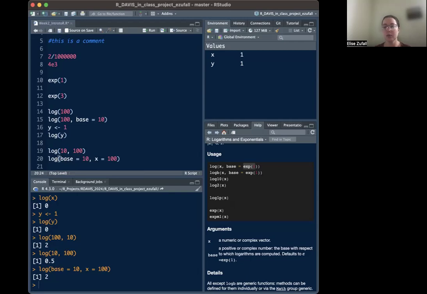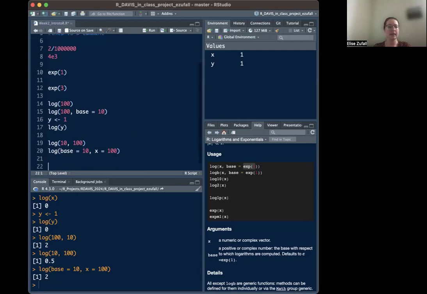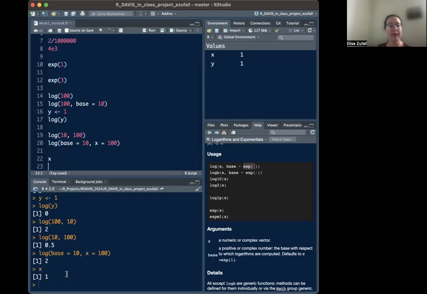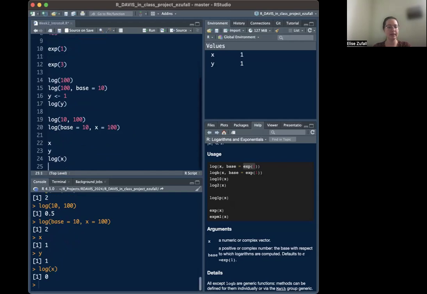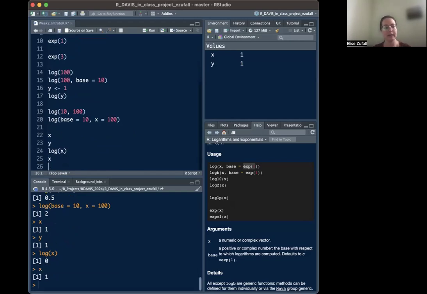Okay, so what will happen when we ask R, what is x? This variable that we made earlier today. x is 1, and y is also 1. So what happens if we type in log of x? Log of x is 0, but whenever we try to evaluate x again, it's still 1. So doing a mathematical operation on a variable does not actually change the variable itself. So that's important to know.